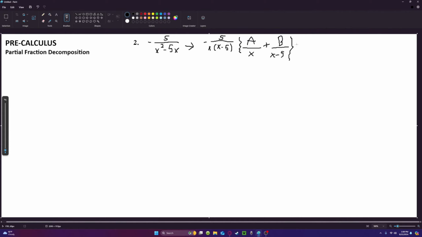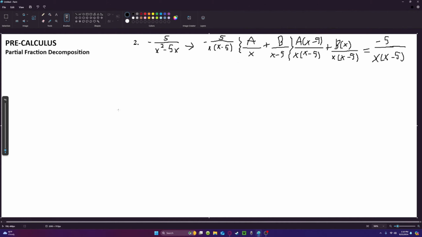So from here, we just multiply it again like we did last time. So a times x minus 5 over x times x minus 5 plus b times x, and then we have x times x minus 5 equals negative 5 over x times x minus 5. So we have the same denominators. Now we just have to multiply this out.